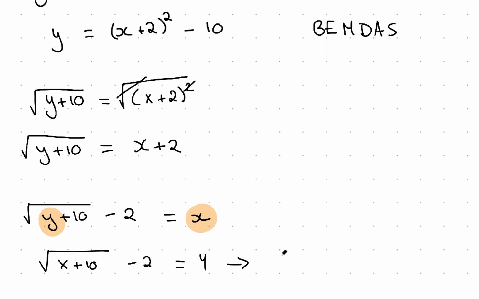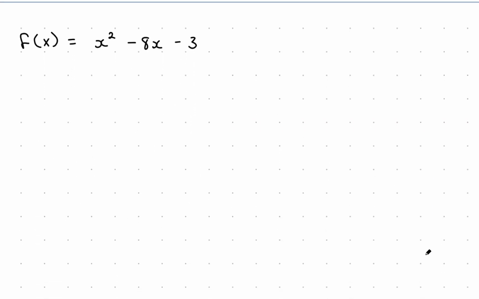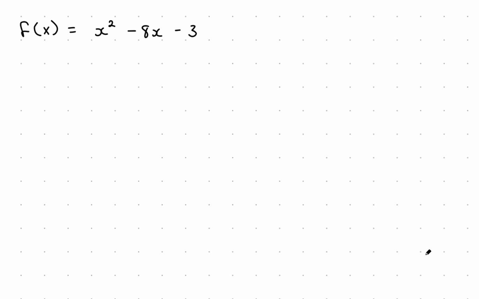And then, of course, you can write it as your inverse function. The inverse of f of x is equal to the square root of x plus 10 minus 2. And that's it. Now, I'm going to do another example here. It's the same process each time. First thing, start by replacing f of x with y. Y is equal to x squared minus 8x minus 3.